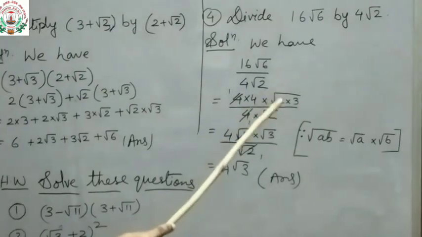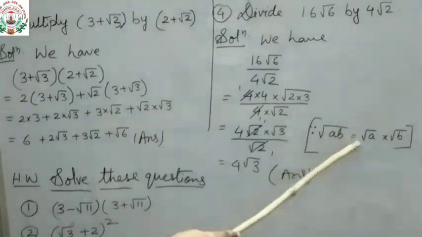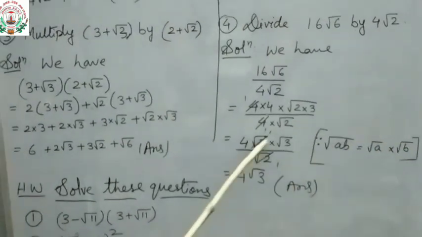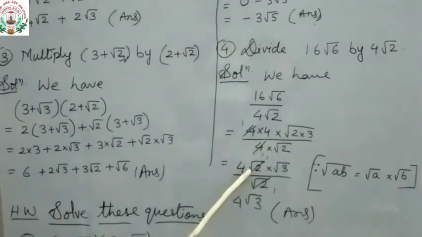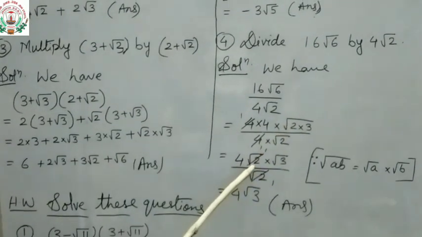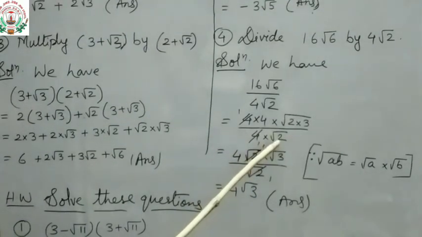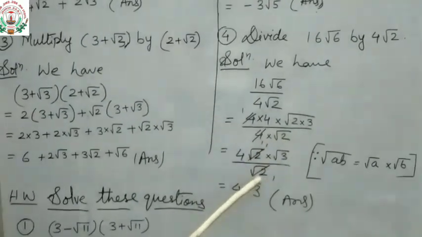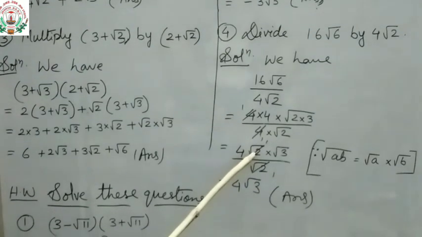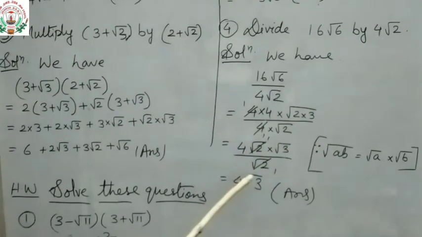Then, according to that formula or identity, root AB equals root A into root B. So now this splits into root 2 into root 3. Now upon the denominator, what is left out? Root 2 only. Now in the numerator also you have root 2, and the denominator also root 2, so that will be cancelled off.